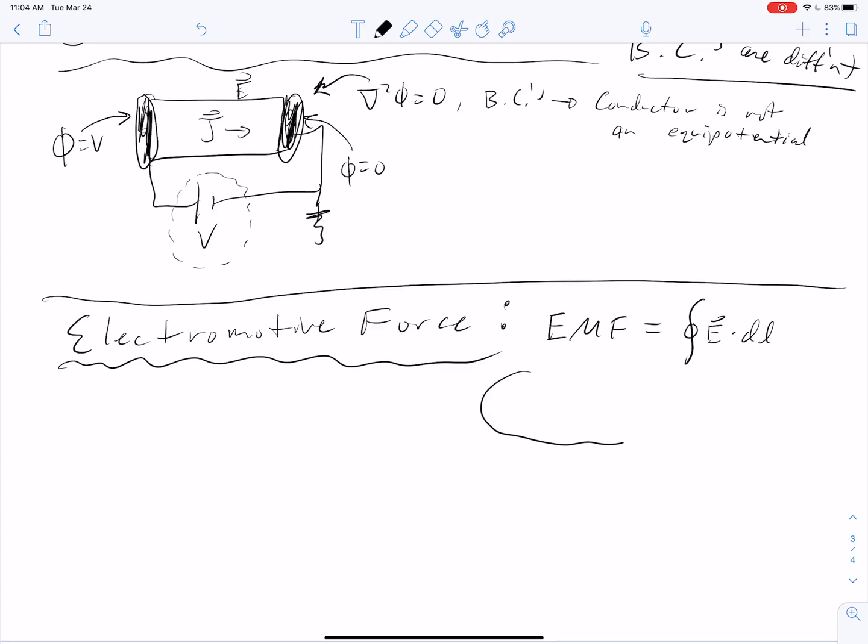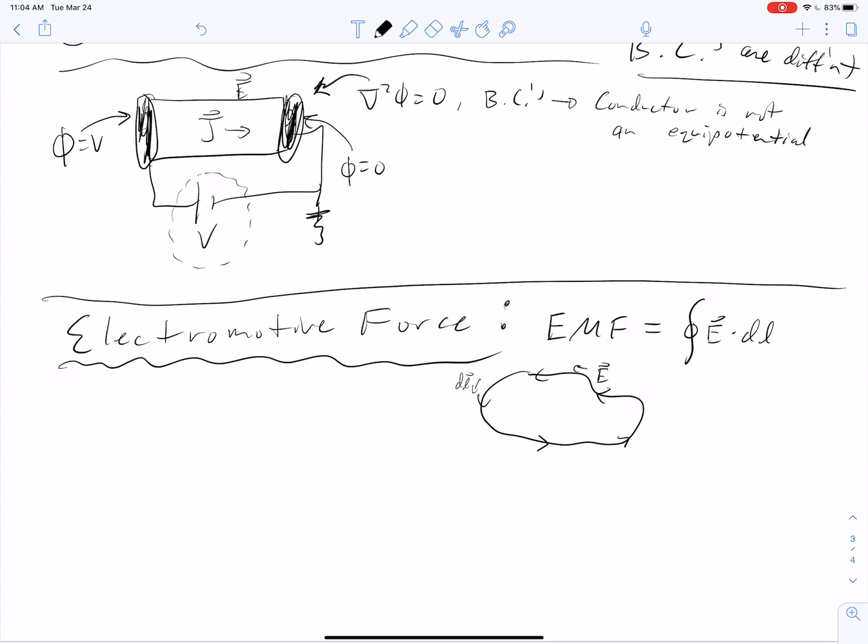There's a loop. And so we just integrate along the loop. If there's some E along the loop, and we're integrating here dl along the loop, then the EMF is just the integral of E dot dl.